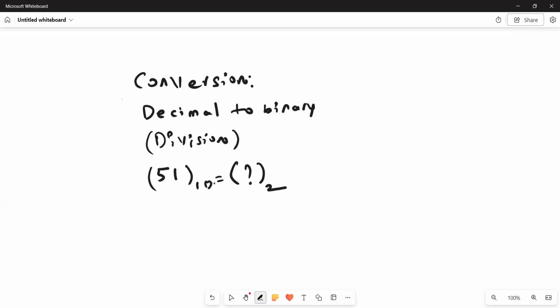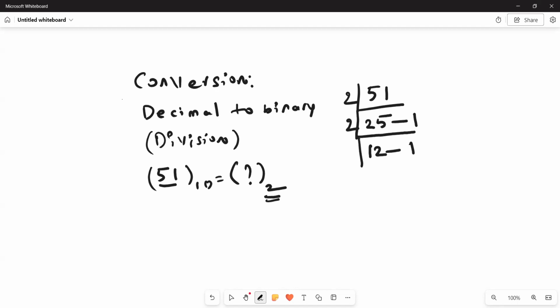Okay, now the process is nothing but division. You have to divide the decimal number by the radix 2. So divide 51 by 2. How many times will it go? 25 times, and every time write the remainder. Next again, 12 times 1. Again 6, 0. Next again 3, 0. Next again 1, 1.